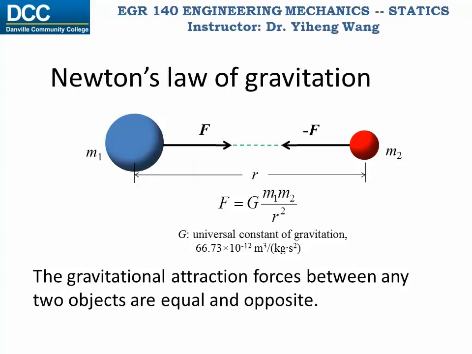Lastly, let's look at Newton's law of gravitation. Attractive force exists between any two objects with mass. As you can see from this equation, this force is proportional to the masses of the objects m1 and m2, and inversely proportional to the second power of the distance between them, r. The reason why you cannot really feel this attractive force between, say, you and a table is because this coefficient G in this equation is extremely small. But the gravitational attraction force does exist between the two objects, and they are also action and reaction.